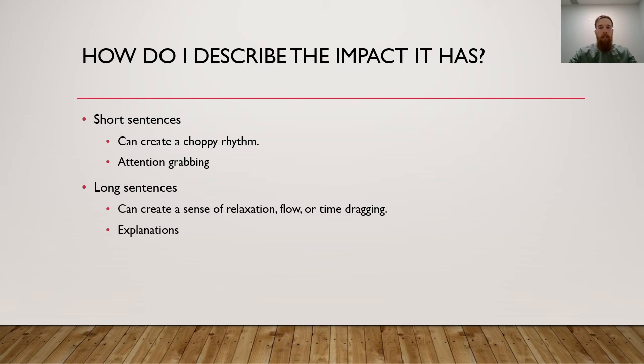So when you're thinking about, okay, why am I doing this? What's my purpose? Because the goal here is that you're taking some of this short and long sentence work and bringing it back to your writing. When you're doing short sentences, you might want to create that choppy rhythm. You might want to grab the reader's attention. So you're thinking about, okay, why am I doing this here? This is a moment where things are moving fast. I want my reader to get drawn into here. I want them to feel that choppy rhythm.